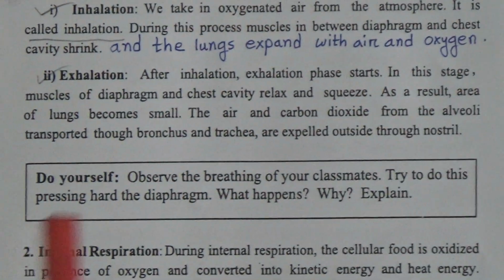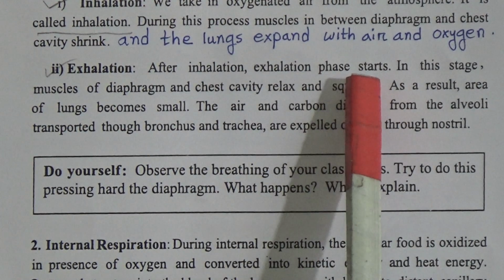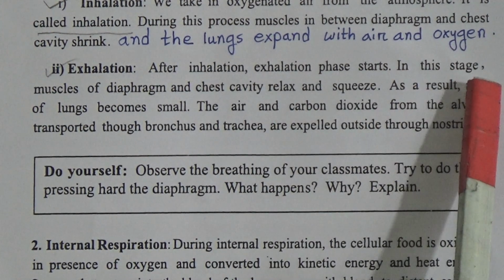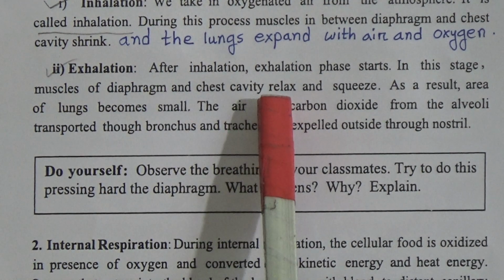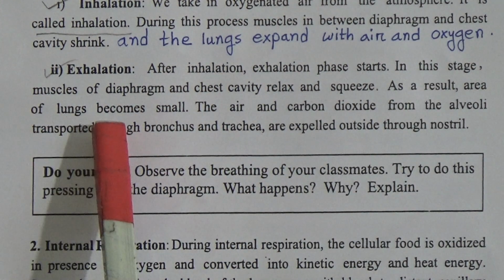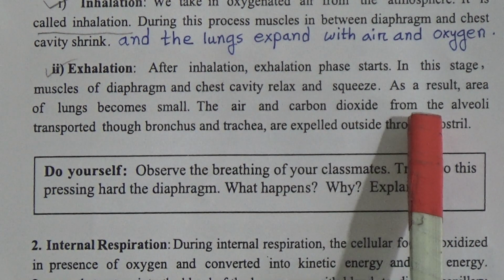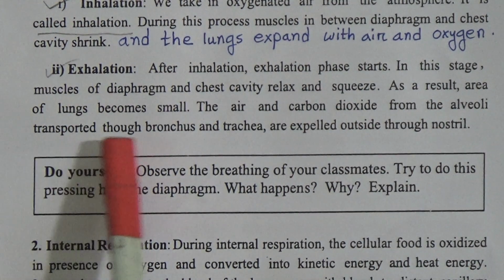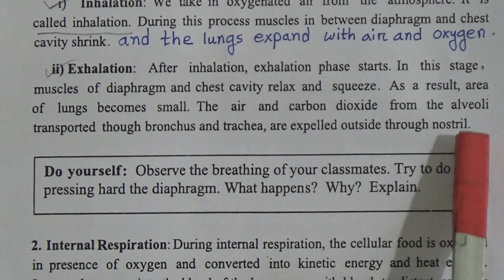And now exhalation. After inhalation, the exhalation phase starts. In this stage, muscles of diaphragm and chest cavity relax and squeeze. As a result, the area of lungs becomes small. The air and carbon dioxide from the alveoli, transported through bronchus and trachea, are expelled outside through nostril.